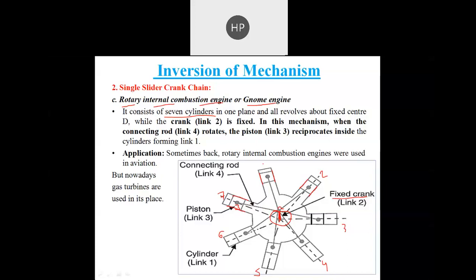This type of engine was used as a rotary internal combustion engine, but nowadays gas turbines are used in this place. So it was replaced by the turbines. But some time ago it was used in the aviation industry.